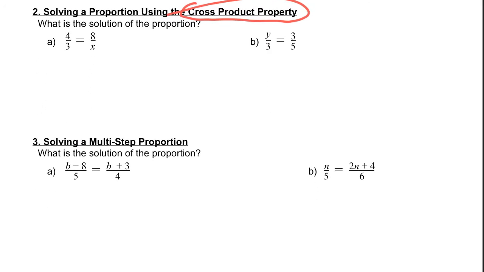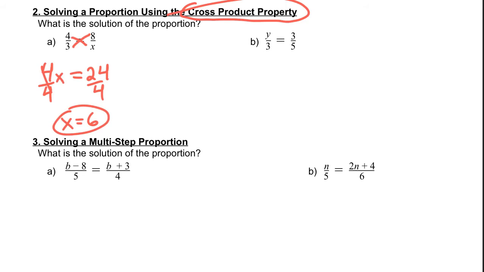So again, we're just going to use cross products again. And you'll notice I multiply the variable first. I do the cross product with the variable in it first. So I'm going to do 4 times x is 4x. That is equal to 3 times 8, which is 24. Creates just a one-step equation. Divide both sides by 4. X is 6.